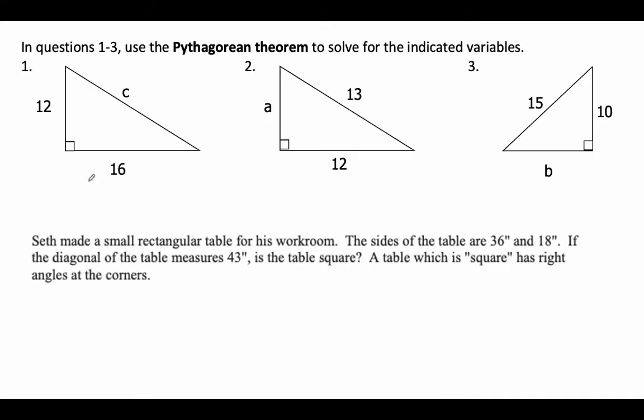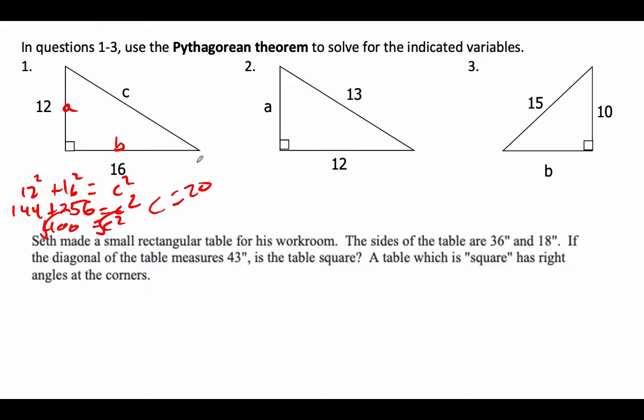So when we're looking here, it doesn't matter which ones I assign A and B. I got 12 squared plus 16 squared equals c squared. This is 144 plus 256 is c squared. I get 400 is c squared. Square root both sides. C is 20.